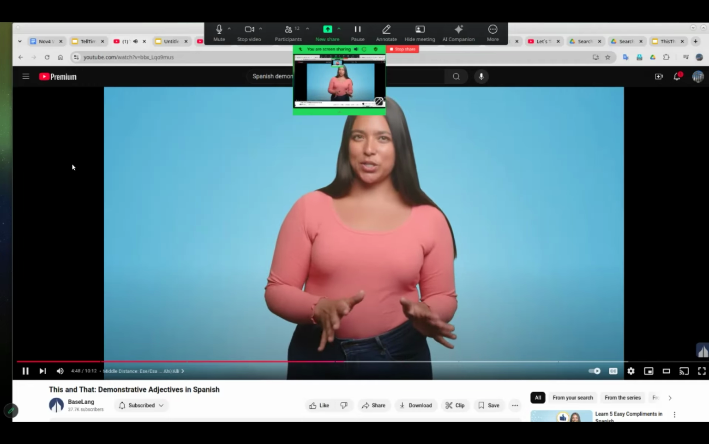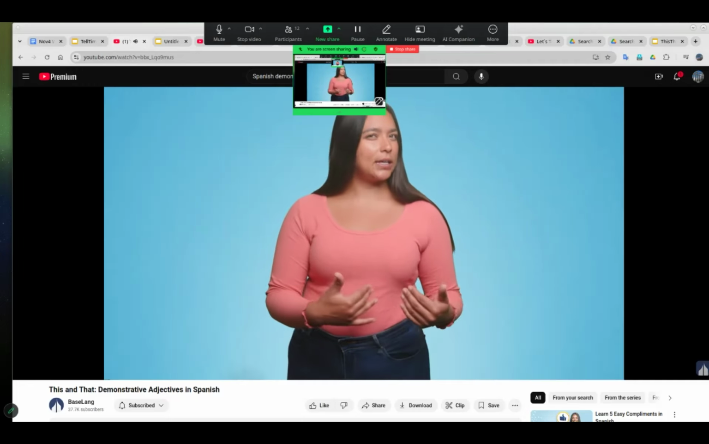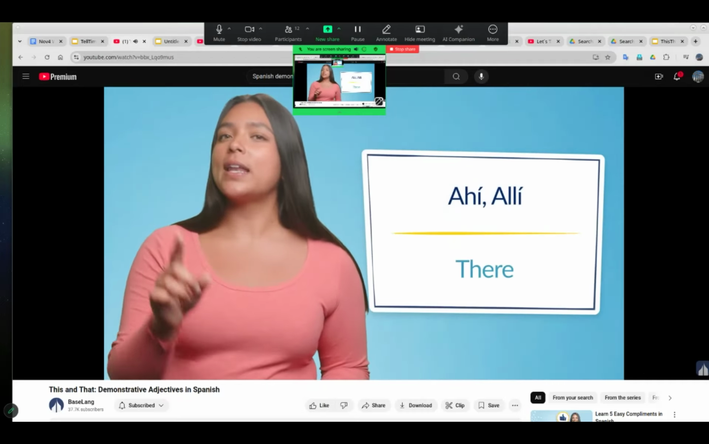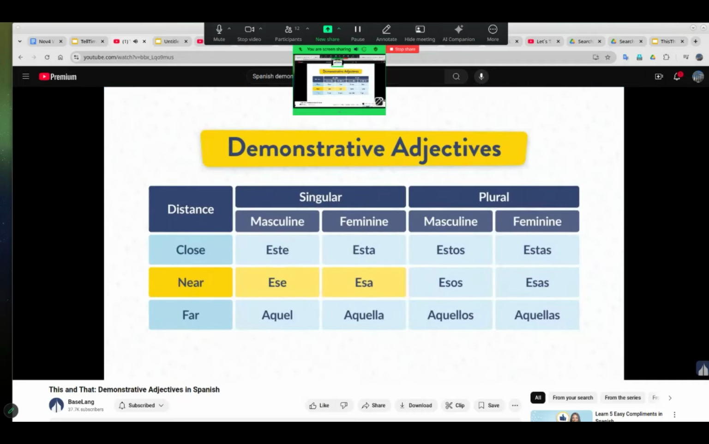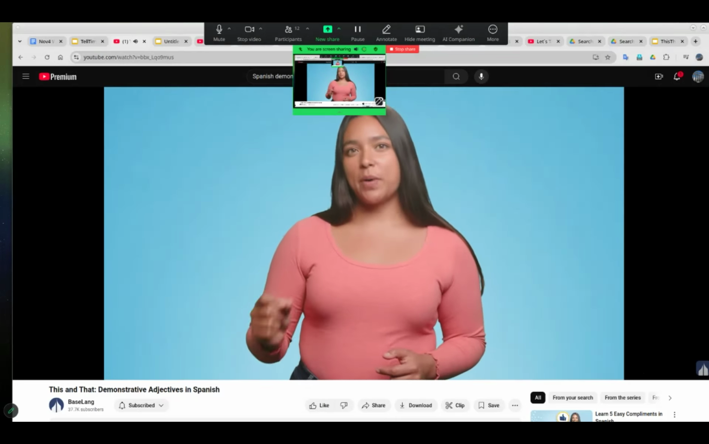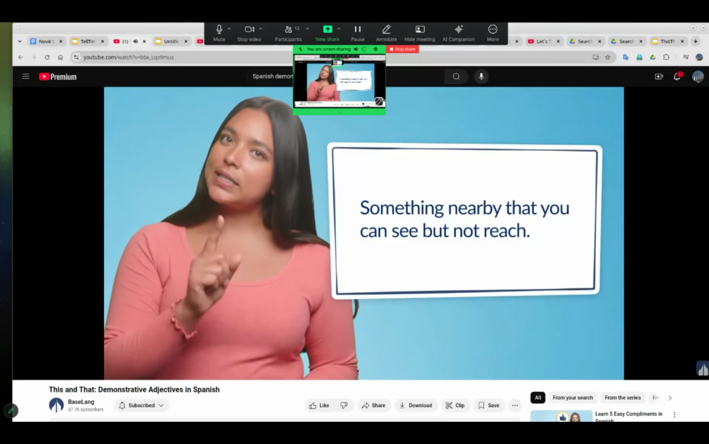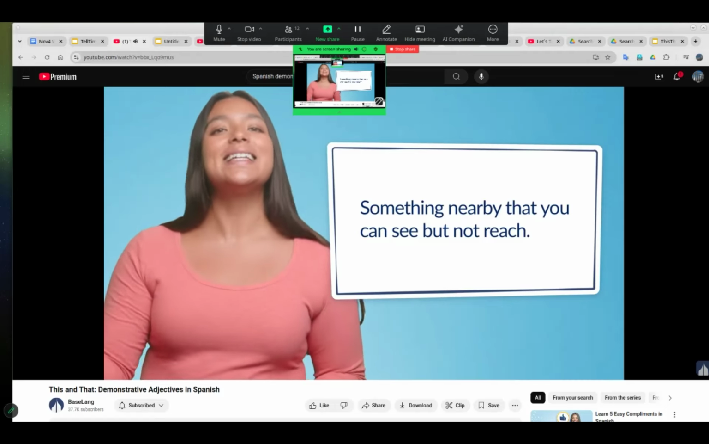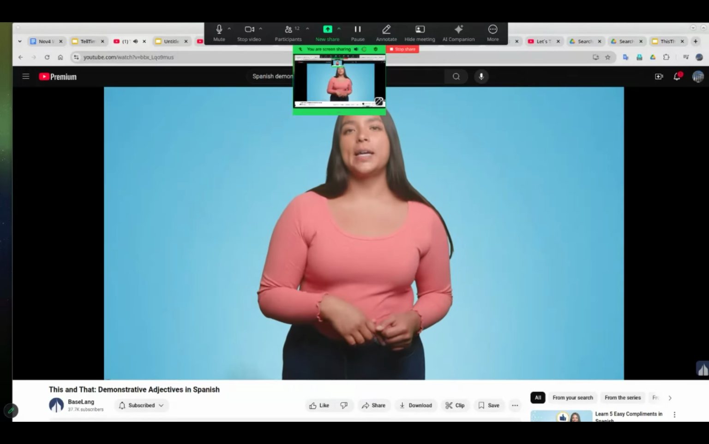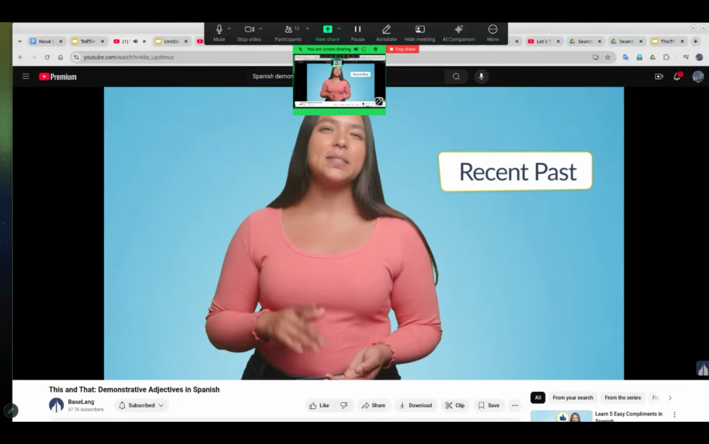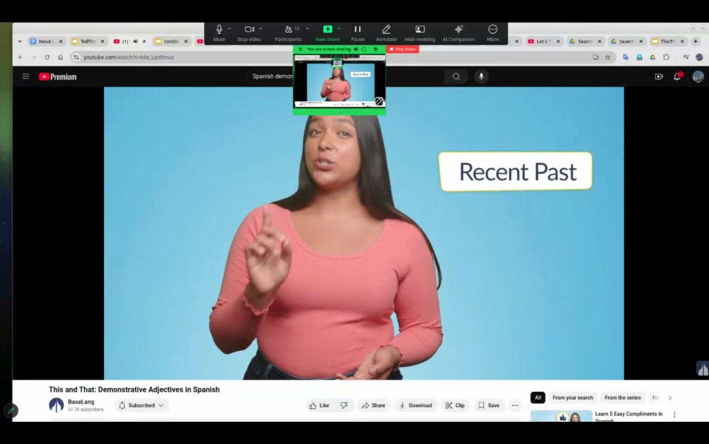Remember how our last words were like saying here in English? Well, when you say ahí or allí, it's meaning like there, as if you said there in English. The masculine singular form here becomes ese, while the feminine form would be esa. The middle set of Spanish demonstrative adjectives can refer to something nearby that the speaker can see, but which is not easily within reach. In terms of time, these words can be used to talk about a specific moment in the recent past, but not one that happened too long ago.